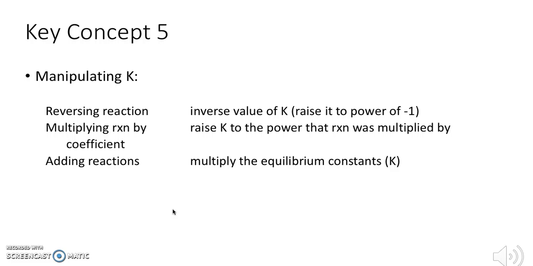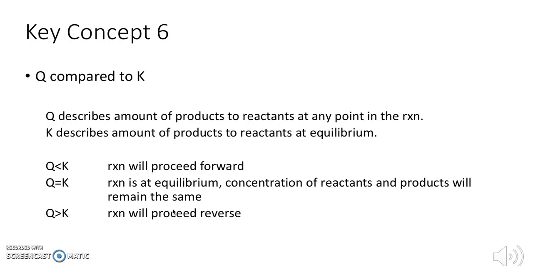Fifth key concept, manipulating K. Reversing a reaction means using the inverse value of K. Multiplying a reaction by a coefficient means that you should raise K to that power. And then adding reactions means you should multiply the equilibrium constants to get the final K.